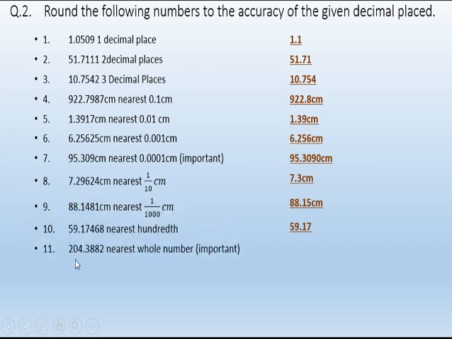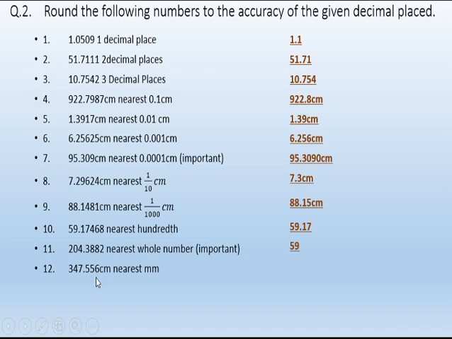And this is 204.3882 to the nearest whole number. Whole number means we'll be removing all the numbers after the decimal point. So our answer will be 204. The immediate removed number is 3, which is not 5 or more, so the answer will remain the same. So 204 will be the answer. This is not right, we have corrected.